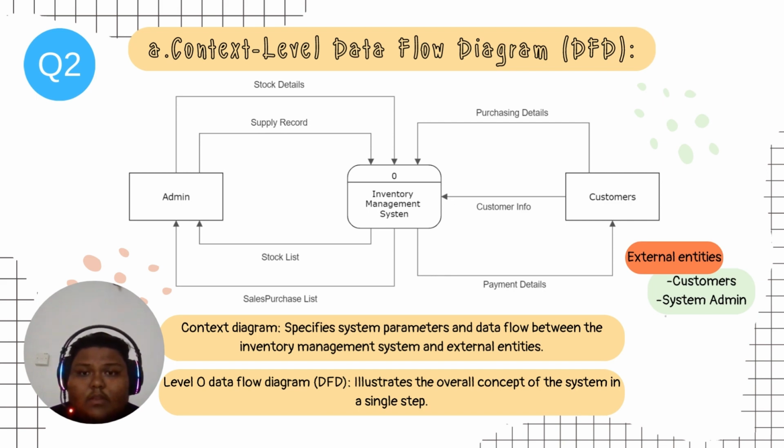As we can see, as admin, we can enter the stock detail and supply record into the inventory management system, which is the process. As a customer, we can purchase and provide the customer info, which is the address and phone number or email. We can also retrieve data from our payments. After that, in the inventory management system, the process will show the sale purchase list from the customer, from the action the customer does, and show the stock list from the stock detail.